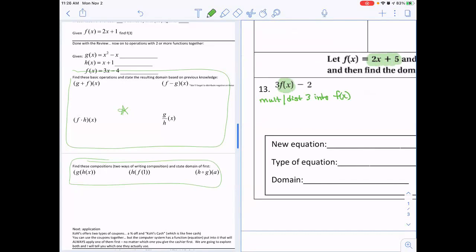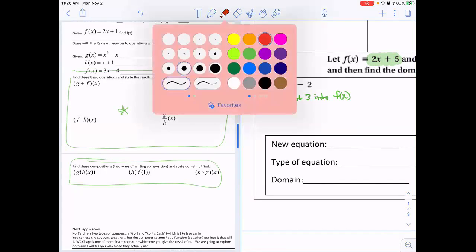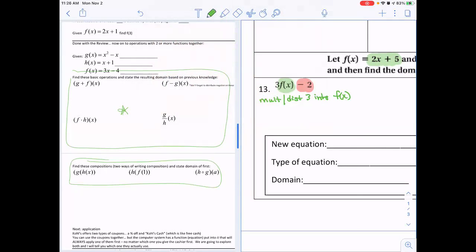And then once you're done with that, what do you guys think you're going to do? Hint, I'm going to highlight it. After that, what do you think you'll put in the back of that? Hint, I highlighted in red. Yeah, minus 2 to that equation. That I'll put that new equation.